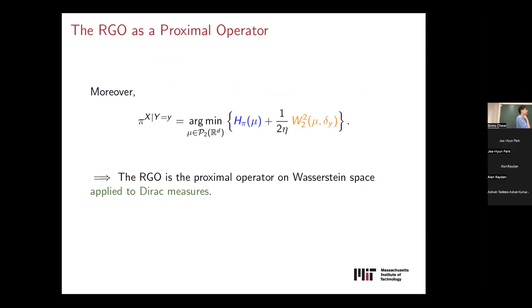There's another cool interpretation, which is that you can show that this RGO distribution solves this optimization problem. And this optimization problem is exactly the proximal operator for the KL divergence, but evaluated at the Dirac measure centered at y. So this assumption that I made for the proximal sampler, that we can implement this RGO, is equivalent to assuming that we can compute the proximal operator on Wasserstein space, but for a restricted class of measures, for Dirac measures. And it's the fact that we're assuming this restricted class of measures that is key for the implementability of the RGO.